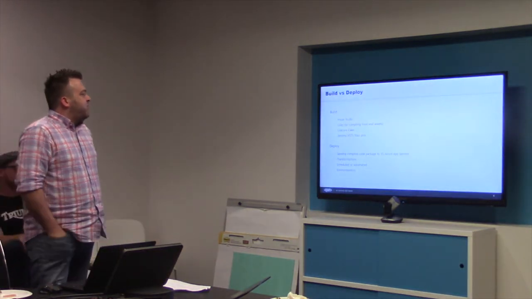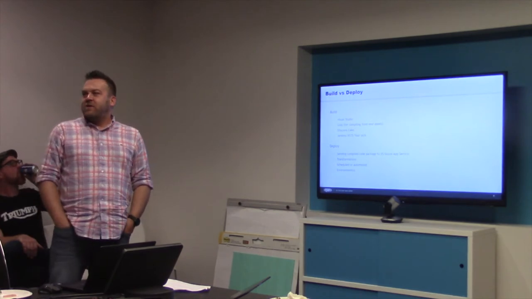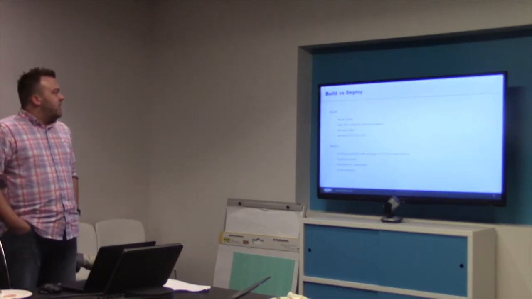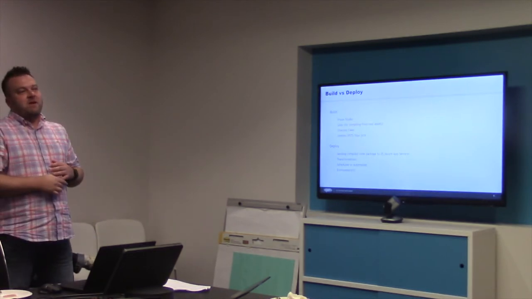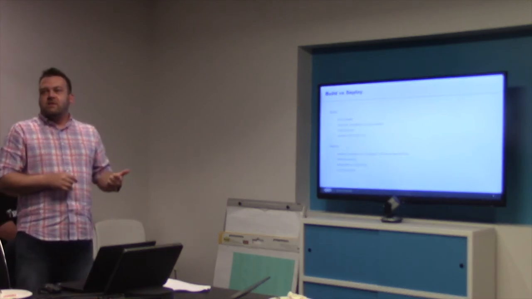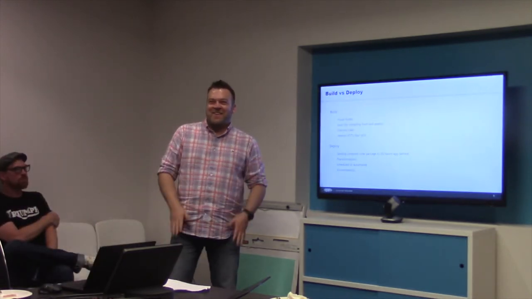Okay, so build versus deploy. I know we have some developers in here, so this probably won't be earth-shattering to some of the folks, but like you said, back in the old day, there was a lot of copy and pasting. There's a lot of trying to figure out why the DLL is loaded on your machine and did not load on another machine.